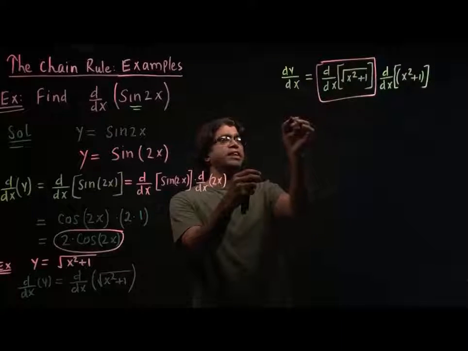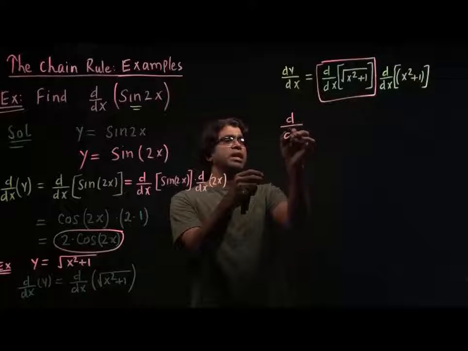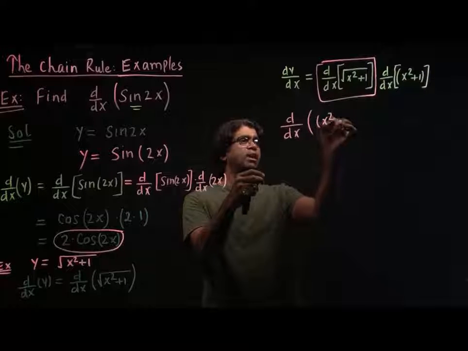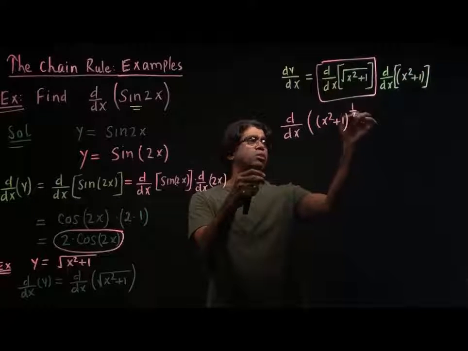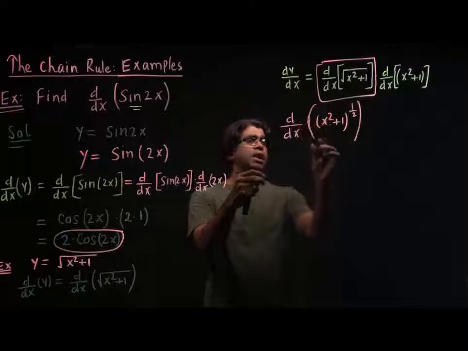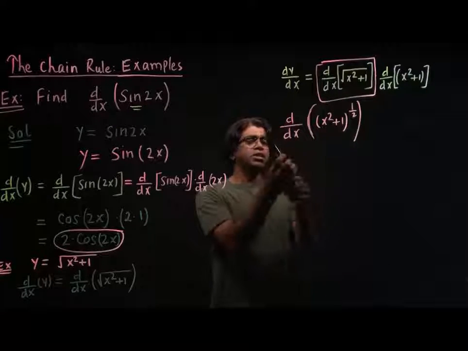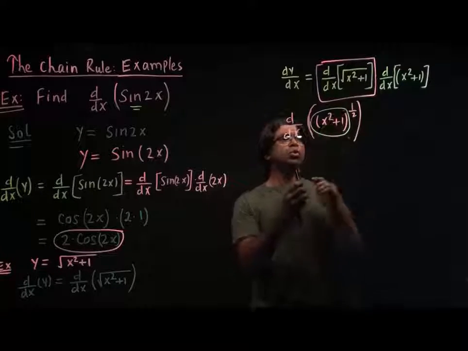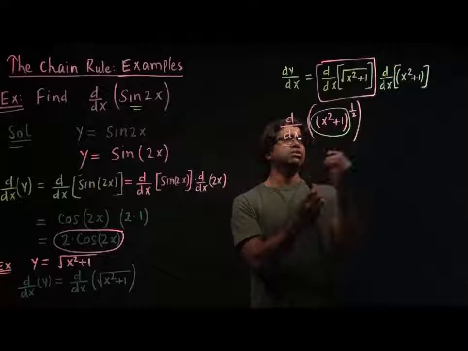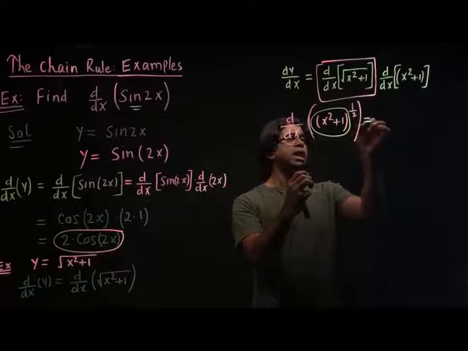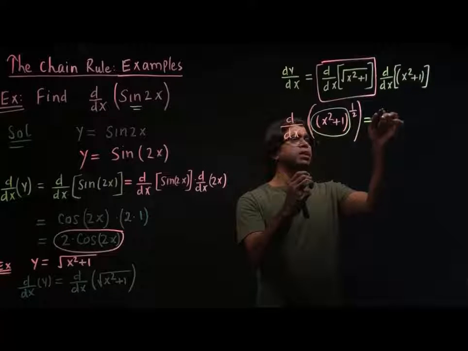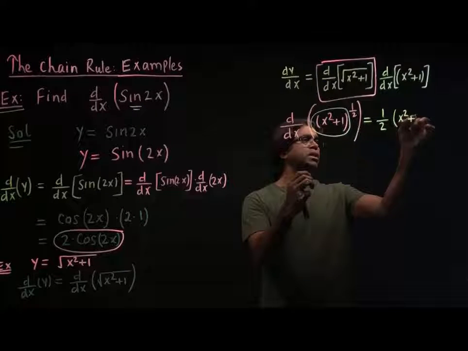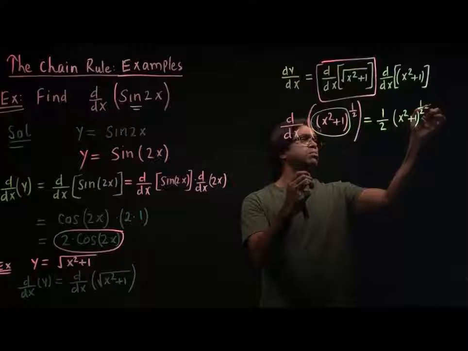So let's differentiate that part. So my function is basically what? dy/dx of square root of x squared plus 1 is what? x squared plus 1 to the power 1/2, right? And I'm going to treat this one as my u. So u to the power 1/2. I'm going to use the power rule. So when I use the power rule, my differentiation for this function will be what? 1/2, and then u, which is basically x squared plus 1, to the power 1/2 minus 1.